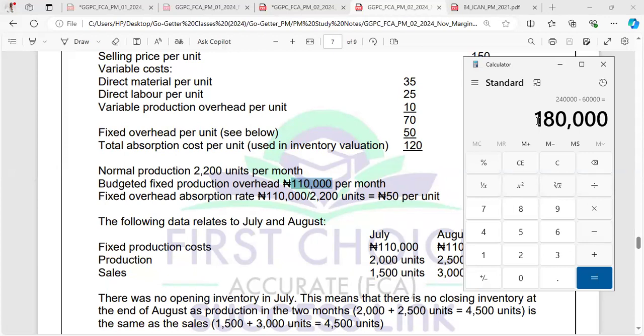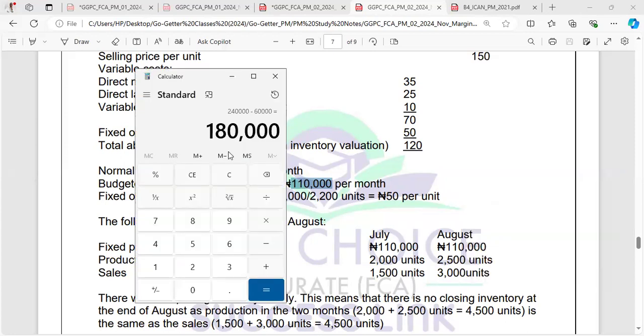Now we'll need to remove it from the sales. We sold this 180,000 now, right? 150 multiplied by 1,500. We have 225,000. When we remove 180,000 from it, we are getting 45,000. 45,000 will now be our profit.